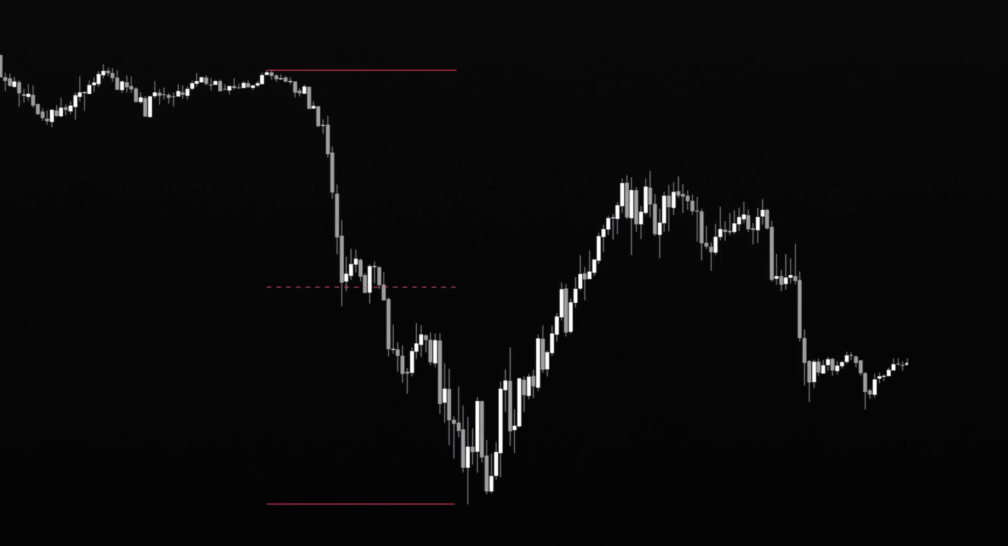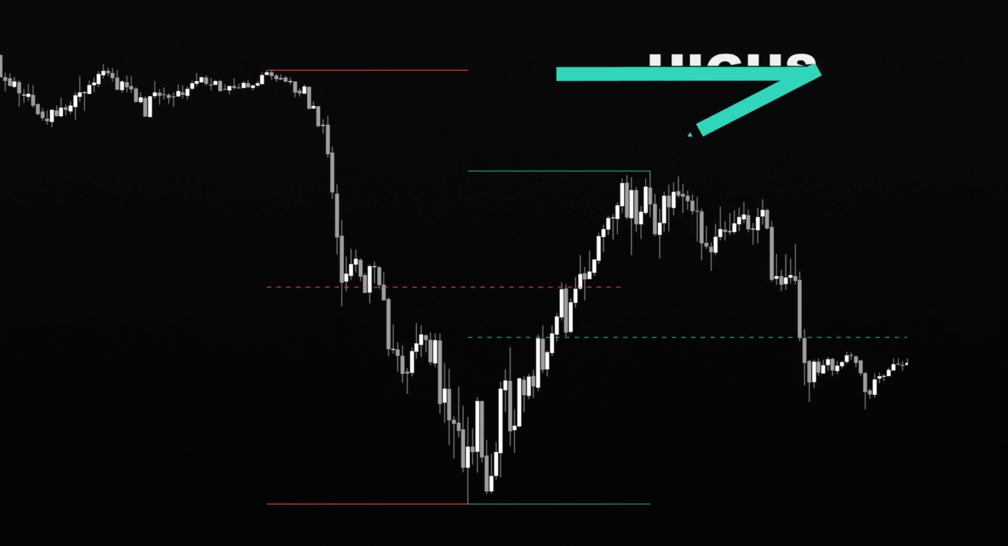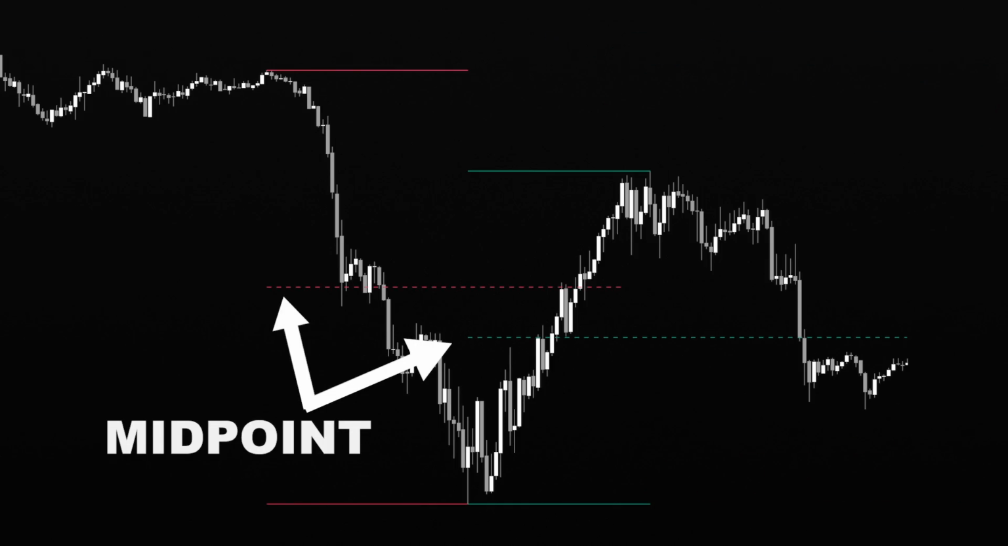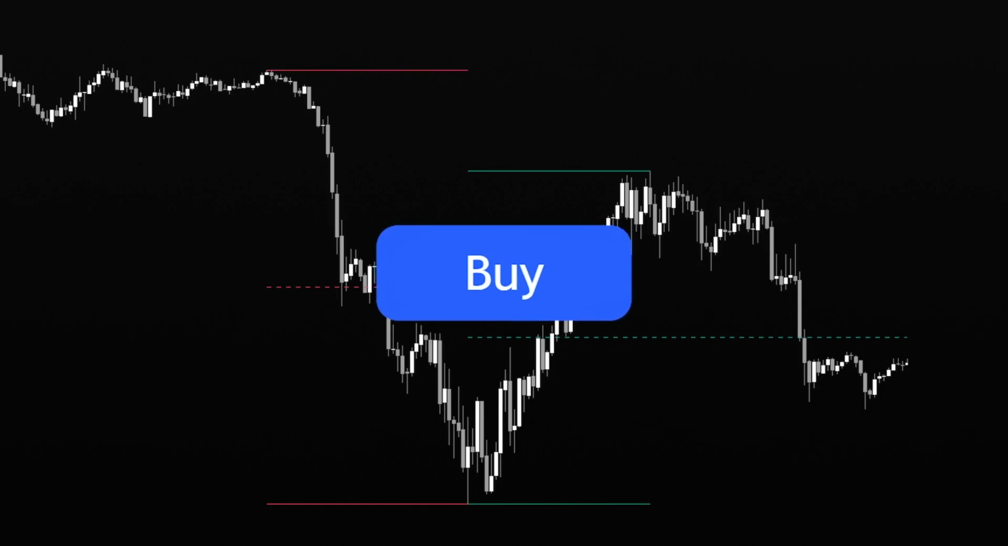When using the indicator, you'll notice clear red and green lines on your chart. These lines indicate the high, low, and midpoint of the detected range. The midpoint is critical. This is the level we use to trigger our trades.